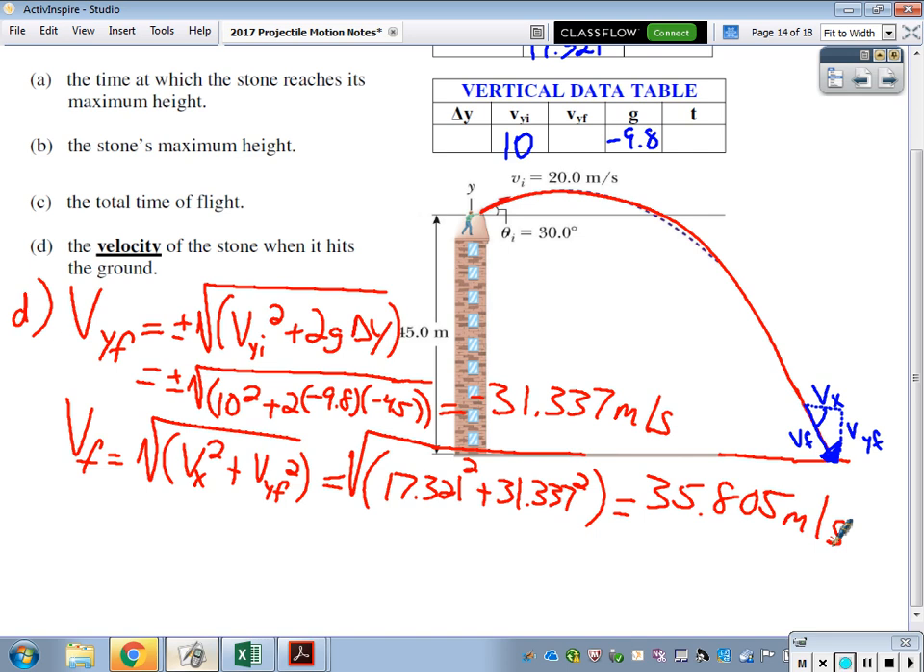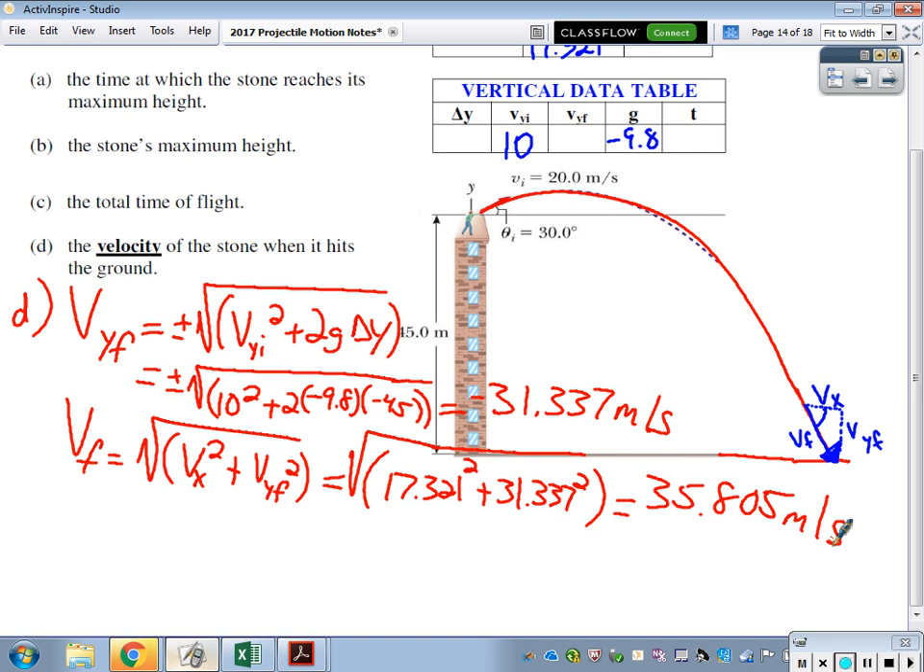Okay? So what have we solved for? We've solved for the final speed. So if the question had just asked us for the final speed, at this point we're done. Question? I was wondering why negative 31.337 was the answer. Why do we get to go an extra step? Okay, that's a good question.